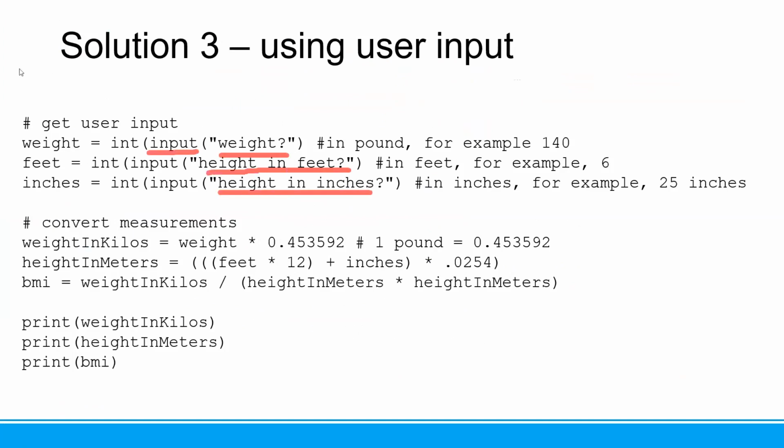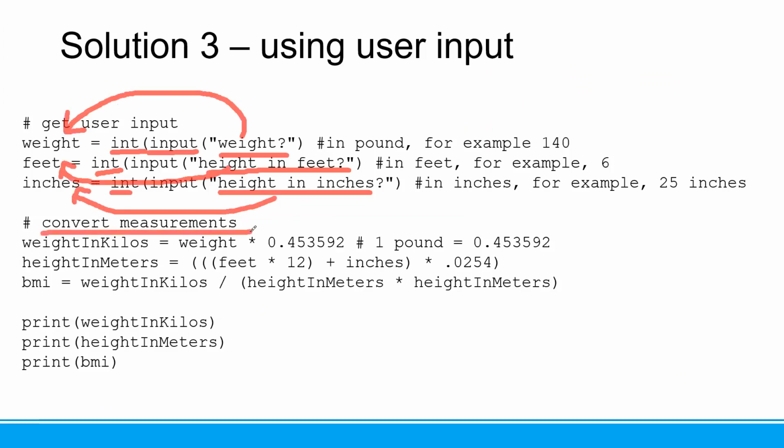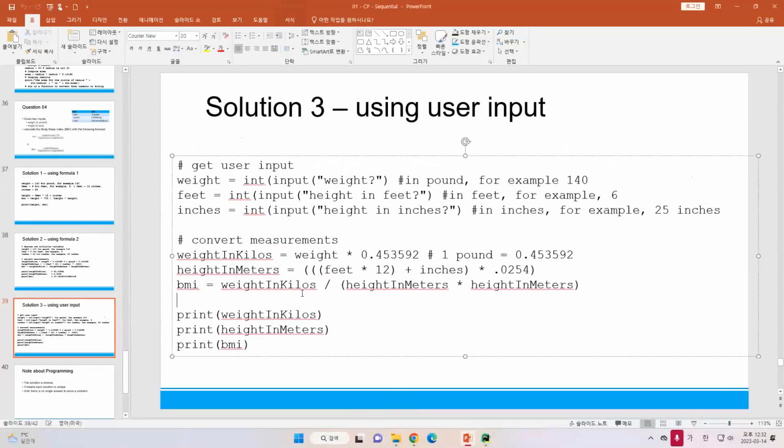After we have those numbers, we can put the numbers because I want to get it as integer, and integer. Then the value will be saved into this variable weight, this variable feet, and this will be in the variable inches. The formula will be the same. The only difference is how we can get the value. So we want to get the value from users. So let's see.